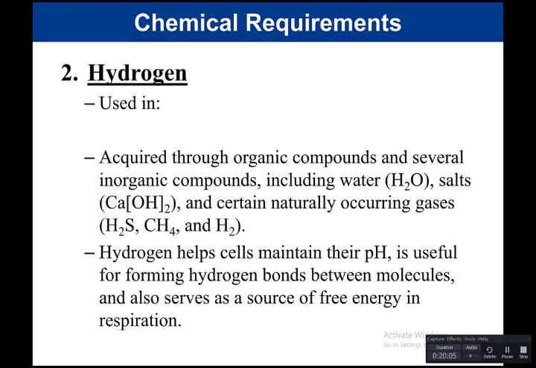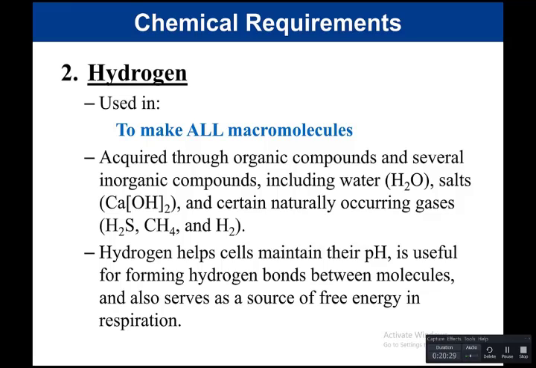So the next chemical that we're going to talk about in terms of requirements that bacteria need: hydrogen. Hydrogen is used to make all macromolecules. So just like carbon, hydrogen is also found in all macromolecules. And that's because they're all organic compounds. Organic compounds are going to have carbon and hydrogen.